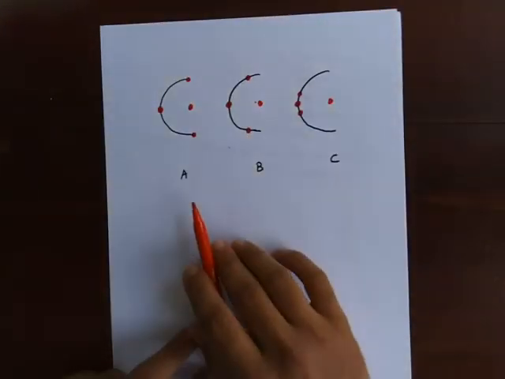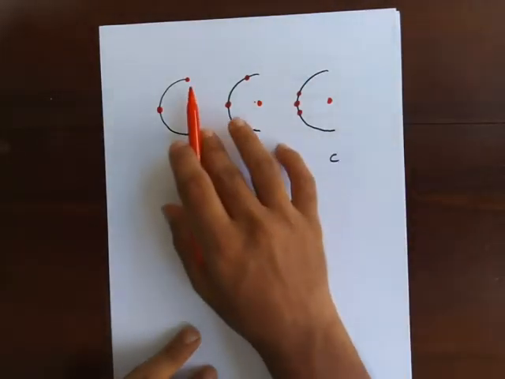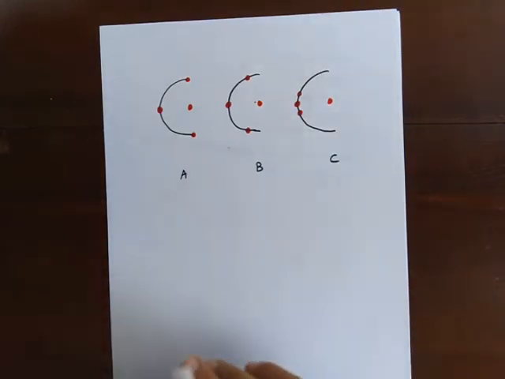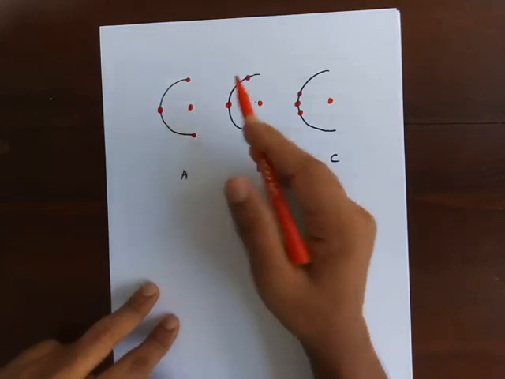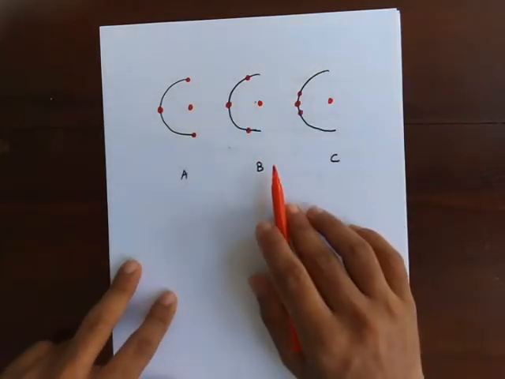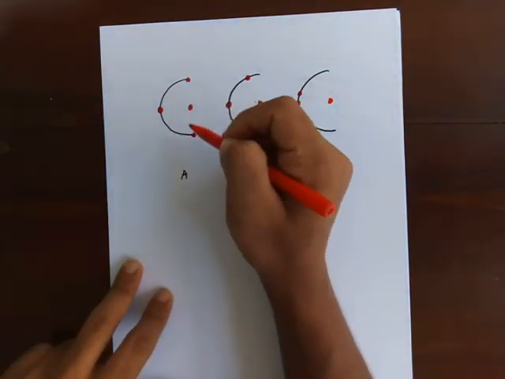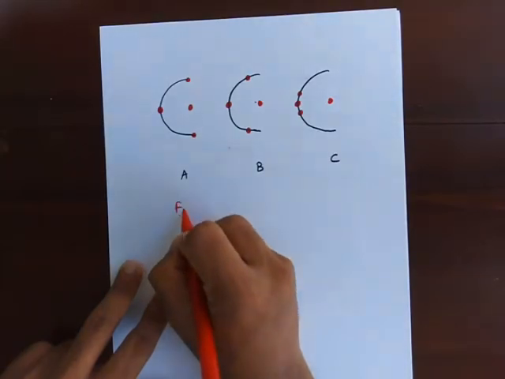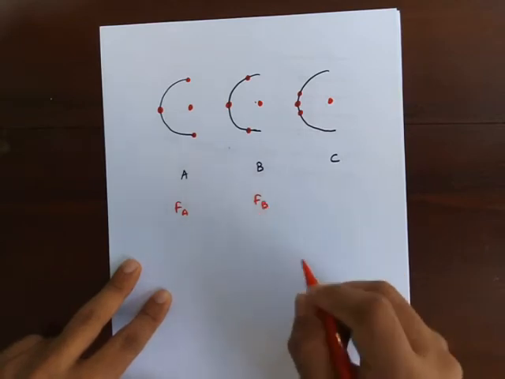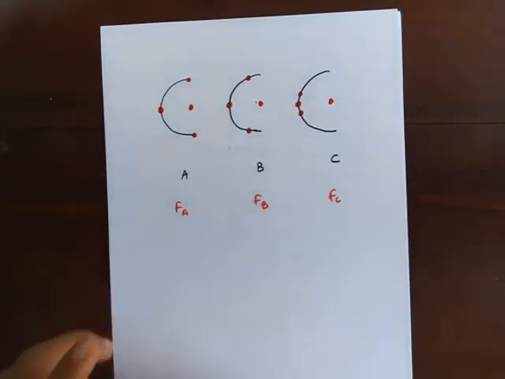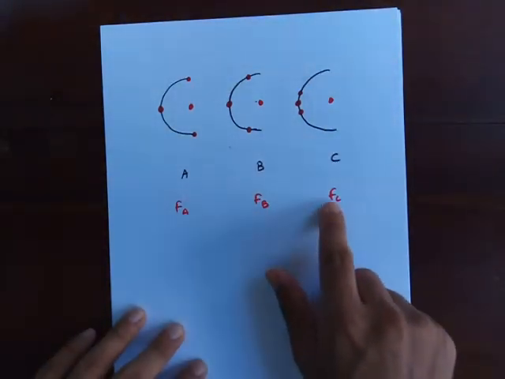Well, in this problem we have three arrangements A, B and C of identical particles, which means each particle has the same mass. We want to find the magnitude of the force acting on the center mass from the other particles. If I say the force acting on this one due to the other three particles, I mean the net force, and if it's Fa, and similarly the net gravitational force acting on this particle is Fb, and similarly here Fc. Okay, so we want to find the relationship between these three forces.